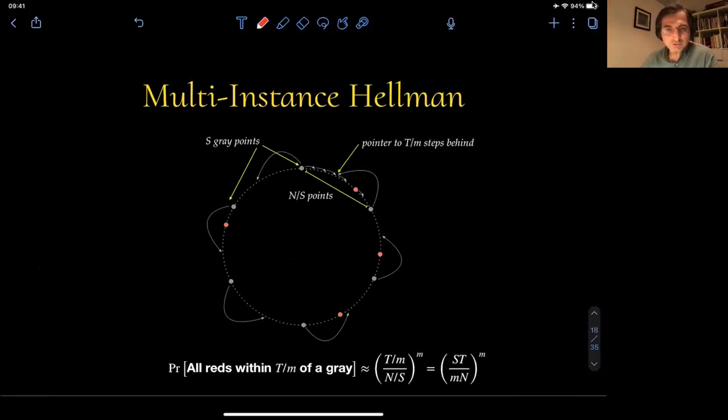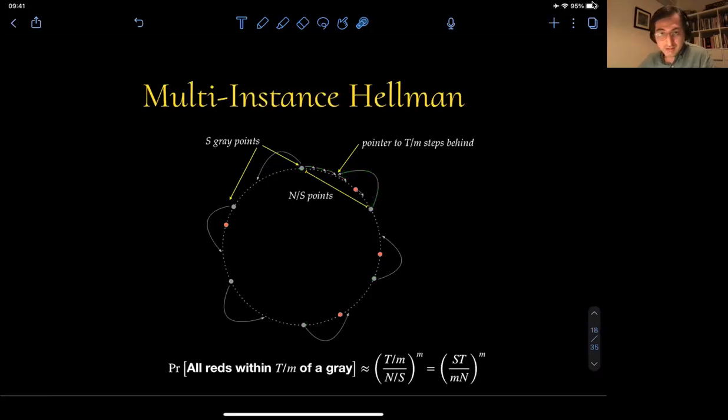So to gain some intuition towards this problem, let's look at the multi-instance extension of Hellman's space-time trade-off algorithm. Here we have a permutation pi, and we create a functional graph, where we start from some point and then repeatedly apply the permutation. Let's assume for now that this permutation has one cycle, in the sense that this functional graph basically covers the whole domain of the permutation. So this is the graph that we built. What we do next is that we take S points on this graph, which are of distance n over s apart. And for each of them, we store a pointer to t over n steps behind.